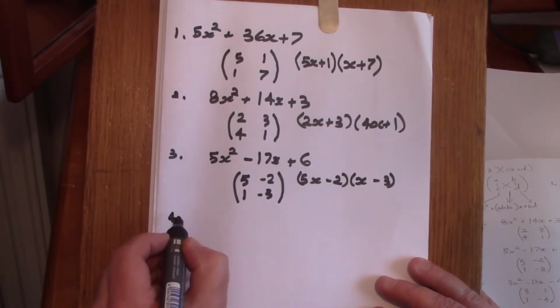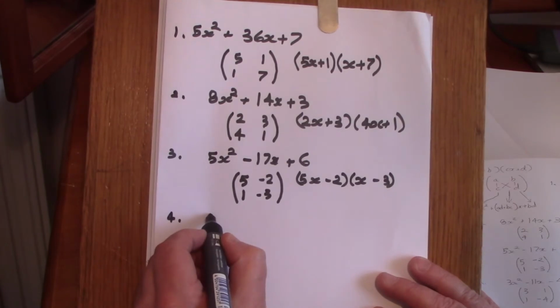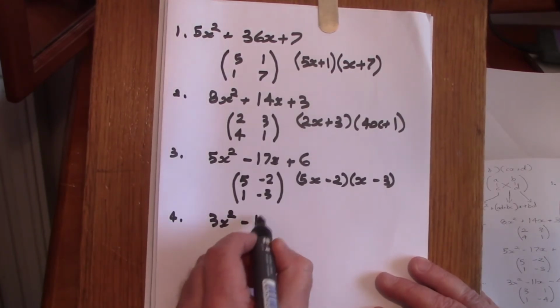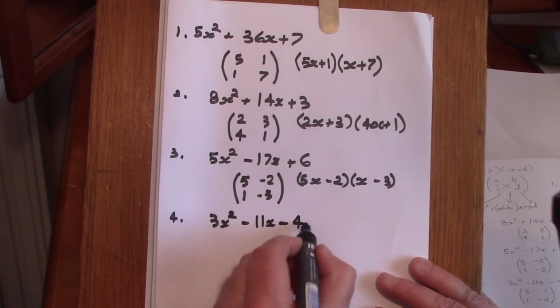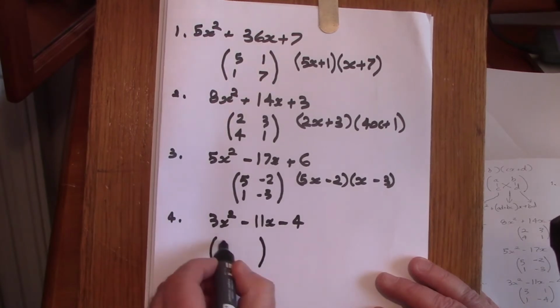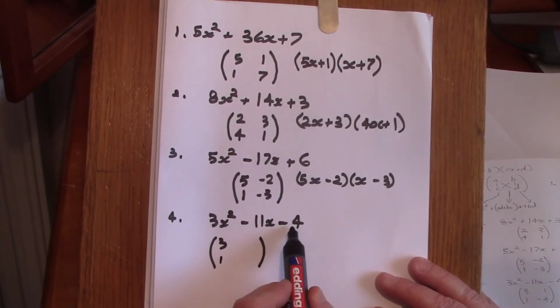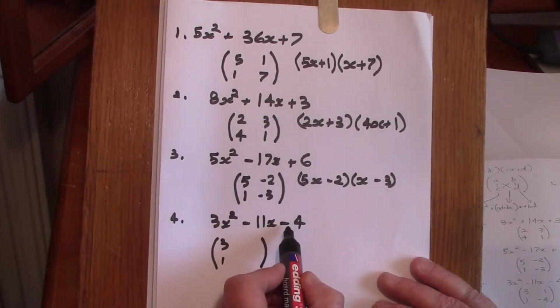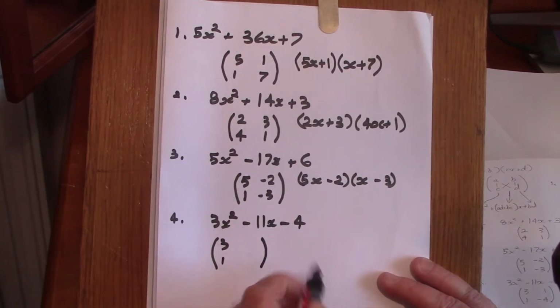Example 4. We have two negatives in this one, 3x squared minus 11x take away 4. And again we can start with the prime coefficient here, a 3 and a 1. And again we've got two choices of factors here, but because there's a negative sign here, one must be positive and one must be negative.